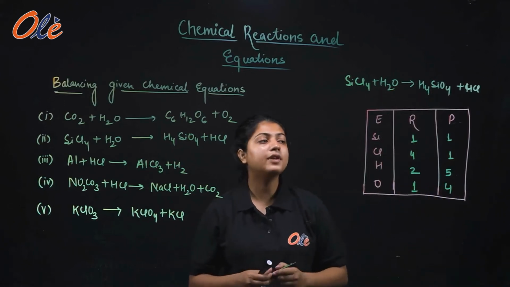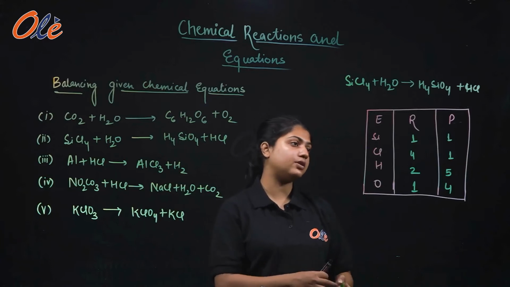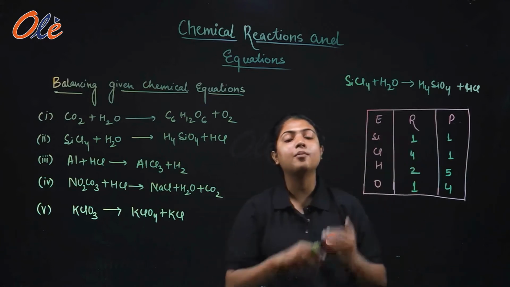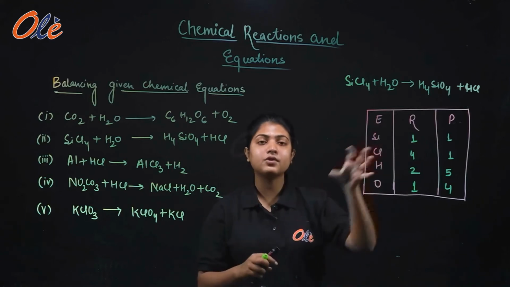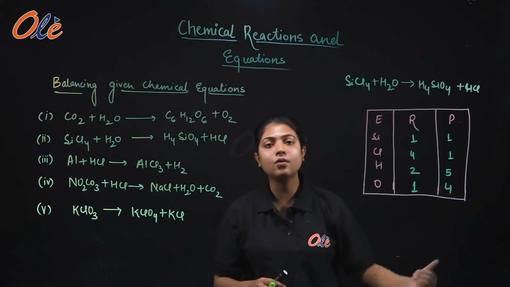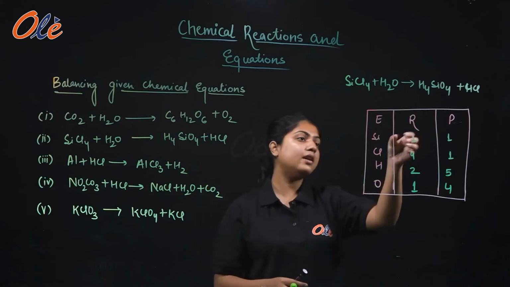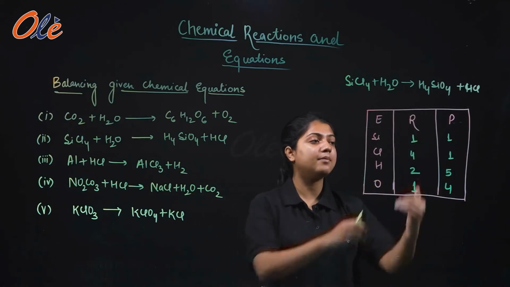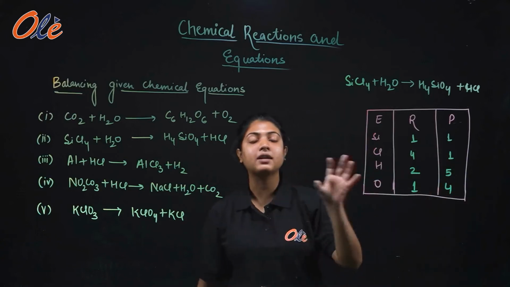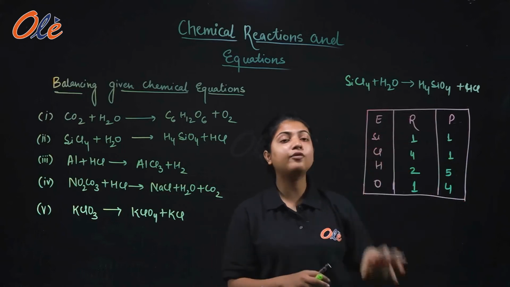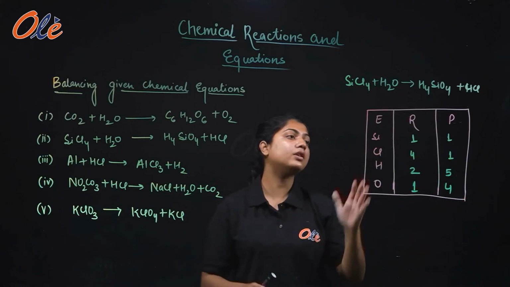Alright. Now we have to balance this equation. How are we going to balance this equation? By making the number of atoms of the given elements equal on the product side and the reactant side. Here you can see that the number of atoms on the reactant side and the product side is not equal. So we have to make this equal.